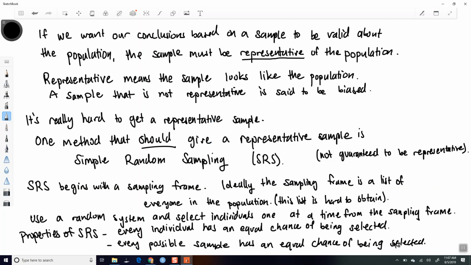That's because we're selecting individuals one at a time. Every possible sample has an equal chance of being selected, and that's kind of like the lotto. If you think of the lottery, let's say the winning ticket is 7, 25, 32, 33, 46, and 50. I just made up some numbers. That ticket has an equal chance of being selected as the ticket 1, 2, 3, 4, 5, 6. Every single random sample has an equal chance of being selected, and that's just how simple random sampling works. 1, 2, 3, 4, 5, 6 is not more or less likely than any other possible ticket that exists.